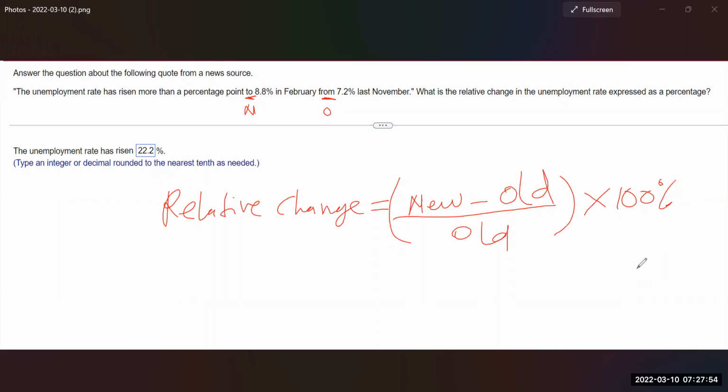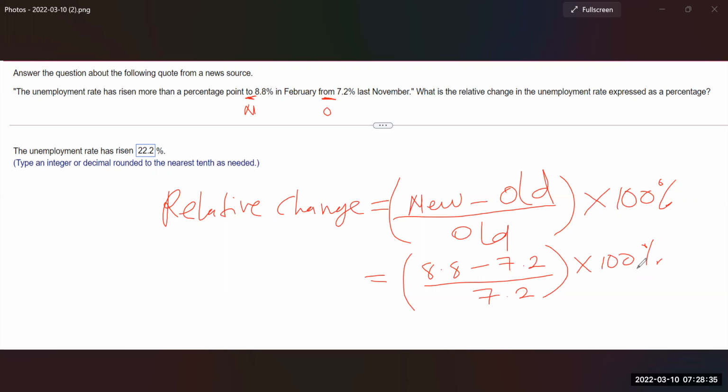Is that okay? So what you do here is that you now have your new is 8.8. Your old number is 7.2. And then you divide by 7.2 and multiply your result by 100. So let's do that. 8.8 minus 7.2 will give you 1.6. And then divide 1.6 by 7.2.